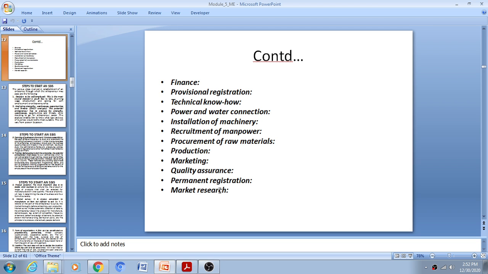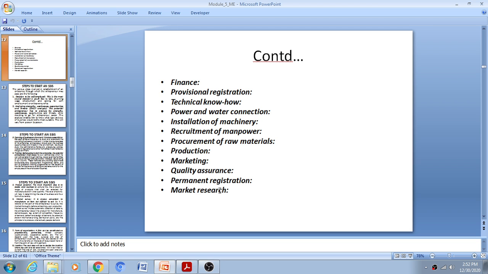The next one is permanent registration. Till now you have done the provisional registration. If your industry runs for a set period, then you will also be given a permanent registration.